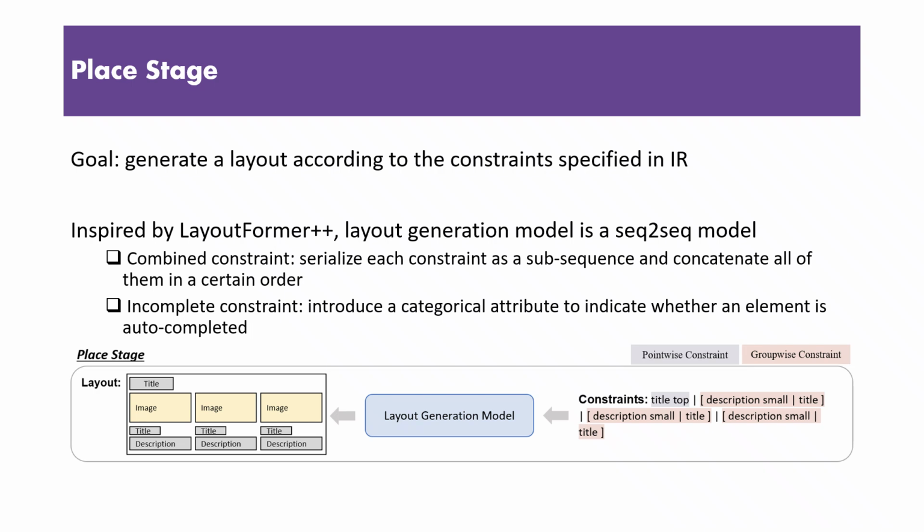To represent combined constraints, we serialize each constraint as a subsequence and concatenate all of them in a certain order. To facilitate the model learning to complete omitted elements given incomplete constraints, we introduce a categorical attribute for each element to indicate whether it is auto-completed or not. It helps the model better distinguish the auto-completed elements.